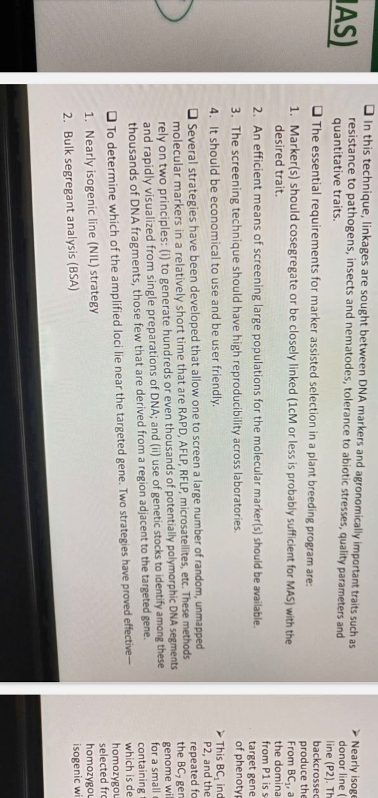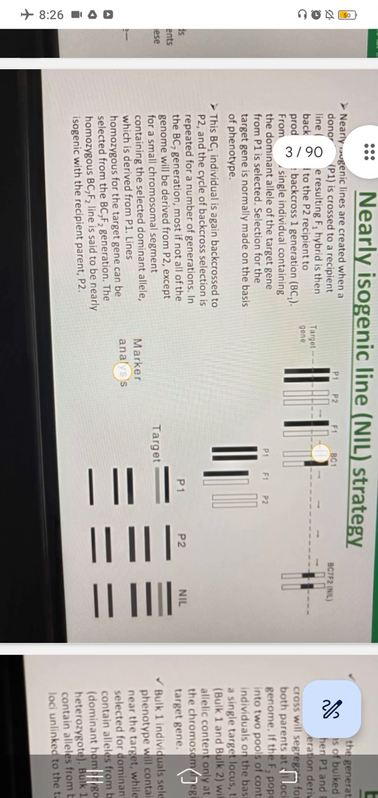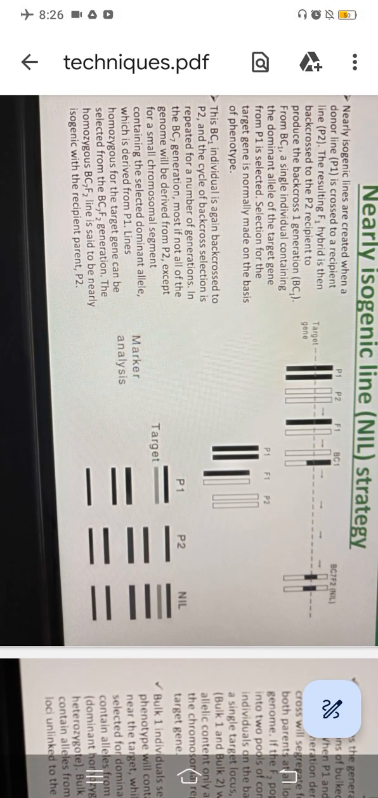To determine which of the amplified loci lie near the targeted gene, two strategies have proved effective: nearly isogenic line strategy and bulk segregant analysis, BSA. The first, nearly isogenic line strategy. Nearly isogenic lines are created when a donor line is crossed to a recipient line, and the resulting F1 hybrid is then backcrossed to the P2 recipient to produce the backcross 1 generation, and a single individual containing the dominant allele of a target gene from P1 is selected.